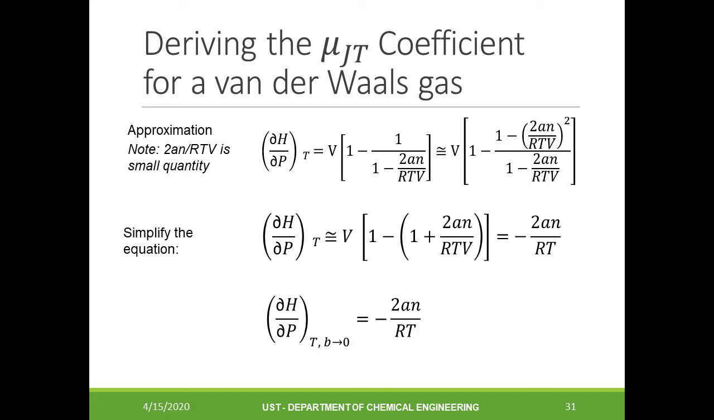Now, this term, 1 minus x squared divided by 1 minus x, is simply 1 plus x. Simplifying this equation leads to negative 2an over RT. At this point, I've tried to summarize the steps, and you can do some algebra to show the complete steps of the derivation.